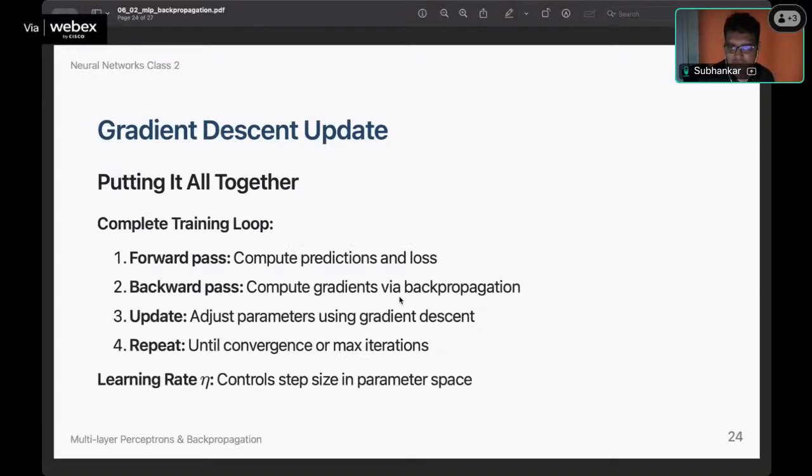So we have the forward pass for predictions and loss calculation, and the backward pass for computing gradients by backpropagation. Then we adjust the parameters using gradient descent, and we repeat until convergence or max iterations. And we have a learning rate eta, which controls the step size in parameter space.